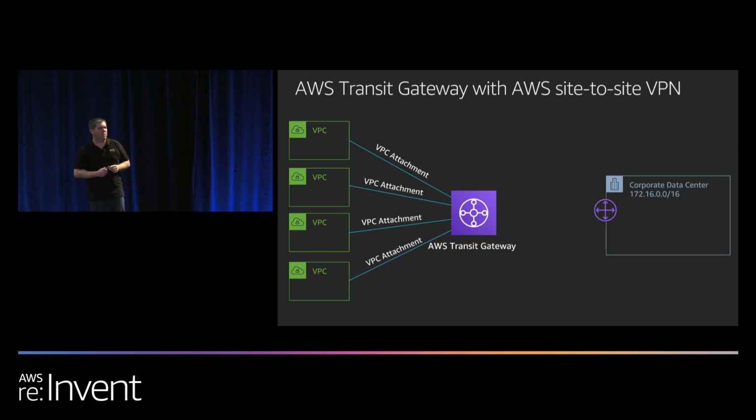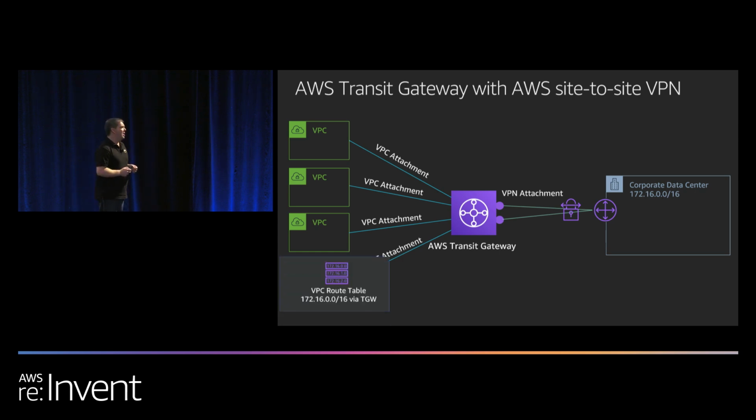Remember the site-to-site VPN that we talked about to the VGW? Well, actually, we use site-to-site VPN with transit gateway as well. It works in exactly the same way. You define the customer gateway, you create the VPN connection, it creates 2 tunnels to the transit gateway.